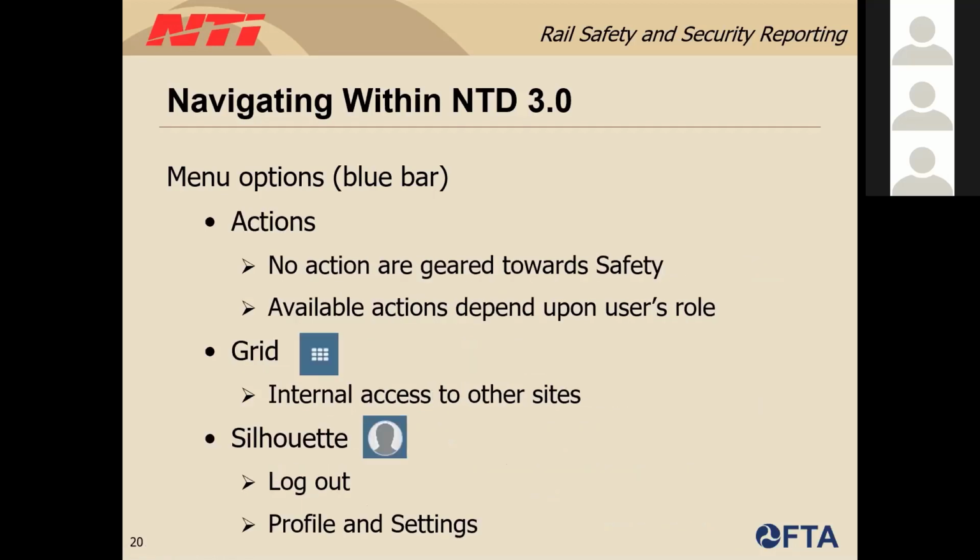Under the Action menu option, there are no actions related to safety and security reporting, but as we mentioned, that's where you would find your unlock request. And you may see other options there depending on your user role. The grid icon provides internal access to other sites such as FTA organizations, the user management module, the SSOR for state safety oversight data, and so on. The silhouette or headshot you see is where you log out, and you can also access your Appian profile and system settings.